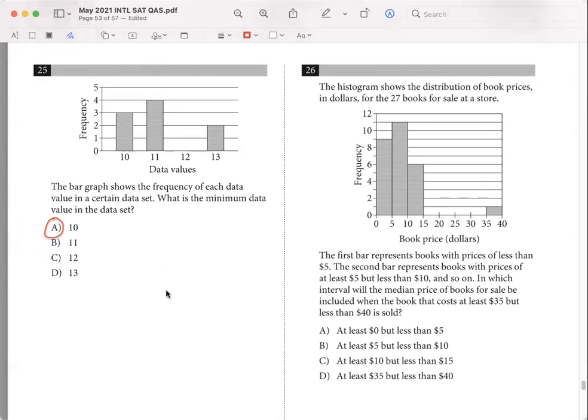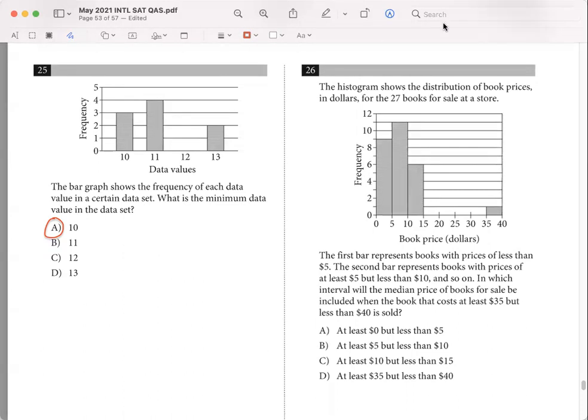Okay. The histogram shows the distribution of book prices in dollars for the 27 books for sale at a store. The first bar represents books with a price of less than $5. The second bar represents books with prices of at least 5 but less than 10, and so on. In which interval will the median price of books for sale be included when the book that costs at least $35 but less than $40 is sold?